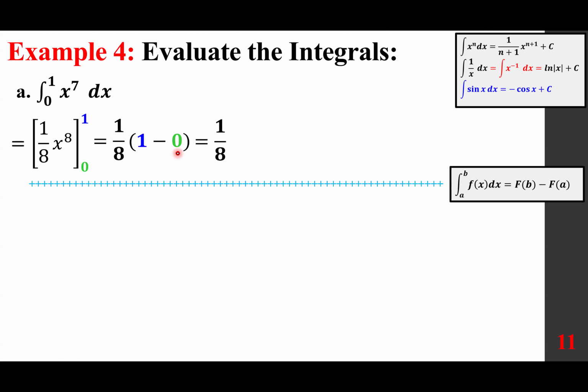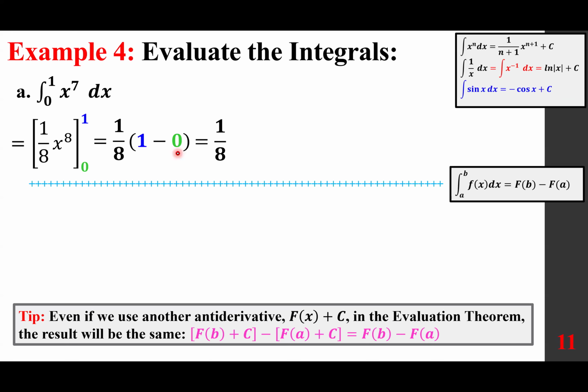And again, what I mentioned, here's the tip. Even if we use another antiderivative, capital F of x plus c over here, 1 over 8 x to the power of 8 plus a constant. In the evaluation theorem, because we're going to evaluate it at 1 and 0, the result will be the same. Why is that? Because capital F of b plus c minus capital F of a plus c, the c's cancel out. We get capital F of b minus F of a. So if I put plus c, because I'm going to subtract it, the c goes away.